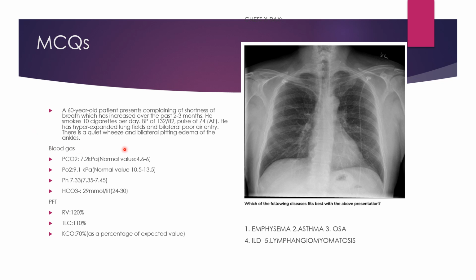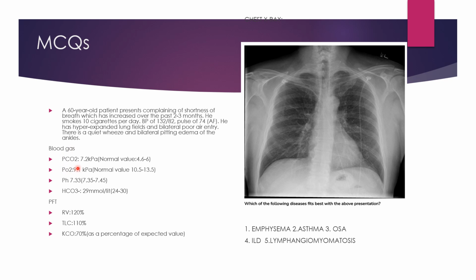Whenever you're reading an MCQ line by line, you have to identify the important points. He's a smoker, he has an irregular pulse, hyperexpanded lung fields, bilateral poor air entry, wheeze and pitting edema. While reading this part of the question, you make your differentials in your mind, so that when you go to the investigations, it will be easier for you to diagnose the condition.